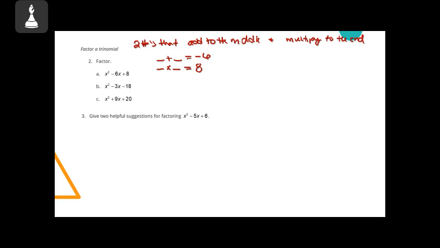So there's only 2 ways to make 8, 4 times 2 or 8 times 1. The only way that we're going to get to 6 is with 4 and 2. Now, I need to get to -6 though. So I need -4 and -2. -4 plus -2 makes -6. And -4 times -2 is +8. So the way that I write this answer is these values, x minus 4, x minus 2. So x and then the first value times x and then the second value.